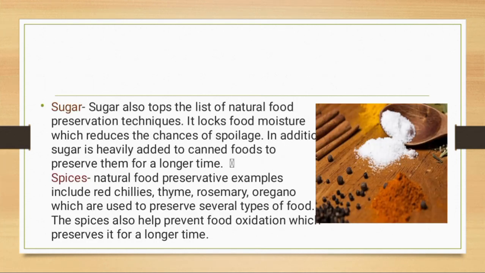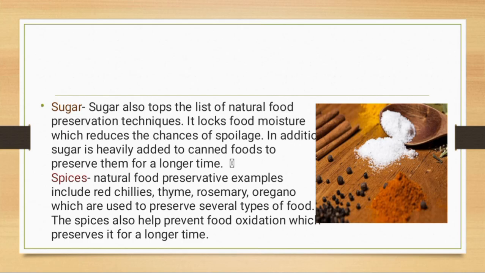The next, sugar. Sugar also tops the list of natural food preservation techniques. It locks in moisture, which reduces the chances of spoilage. In addition, sugar is heavily added to food in order to preserve it for a long time.